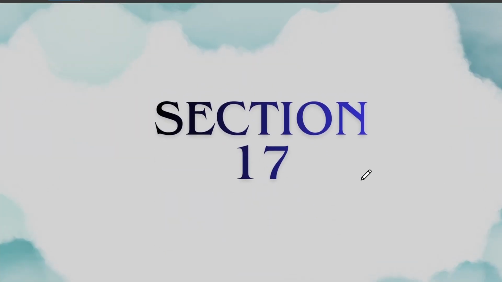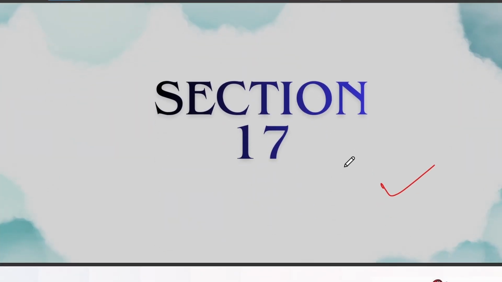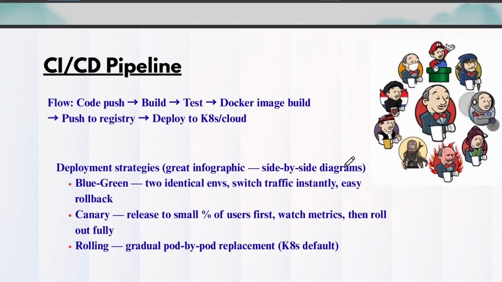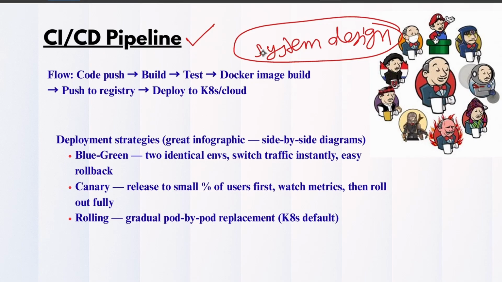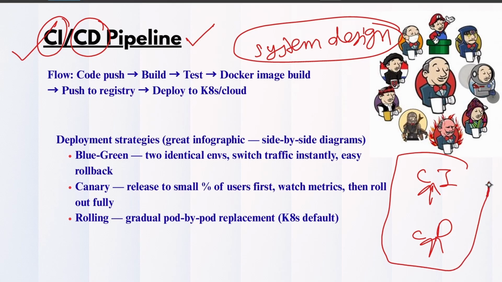If you come down, there is the 17th section, which is the last but one section. The next important thing that we need to understand is CI/CD pipelines in the complete system design. System design is to design well-versed systems, right? So for that purpose, we need to understand CI/CD pipelines also. CI stands for continuous integration, CD for continuous delivery. So we continuously integrate and continuously deliver the product. That's what it is known as.